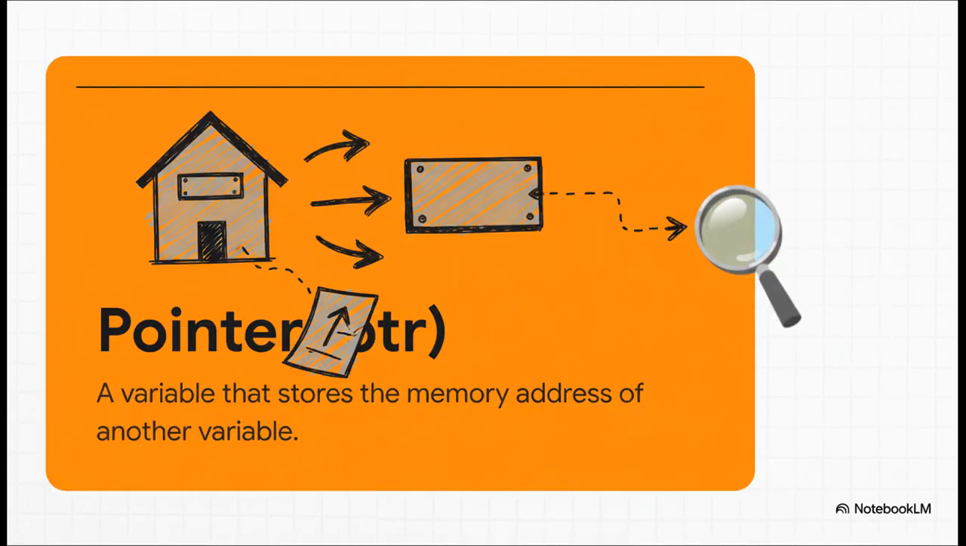And that brings us to the pointer itself. So a pointer isn't the house, and it's not the address sign on the front lawn. A pointer is like a little sticky note where you've written down the house's address. It's just another variable, but its only job is to hold the location of another variable.